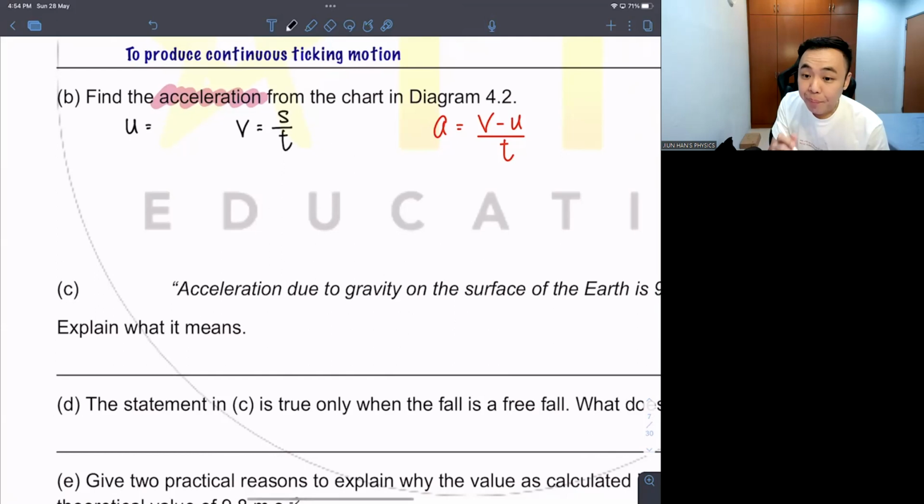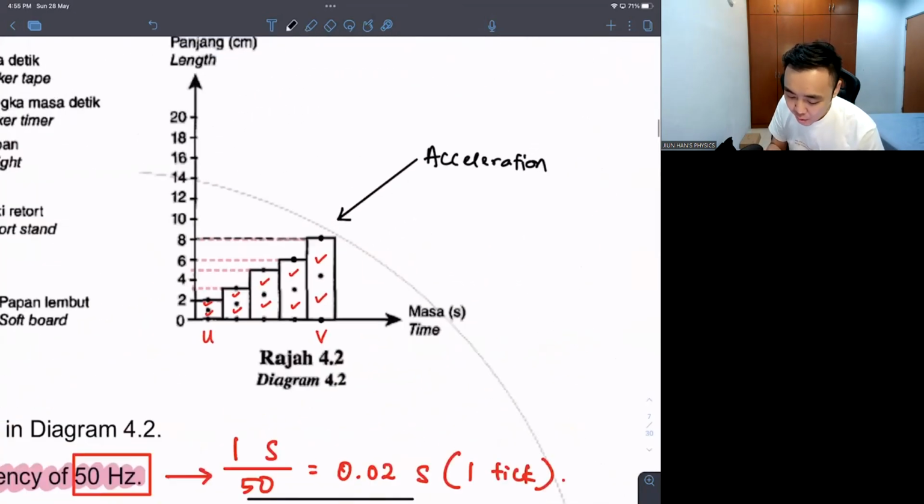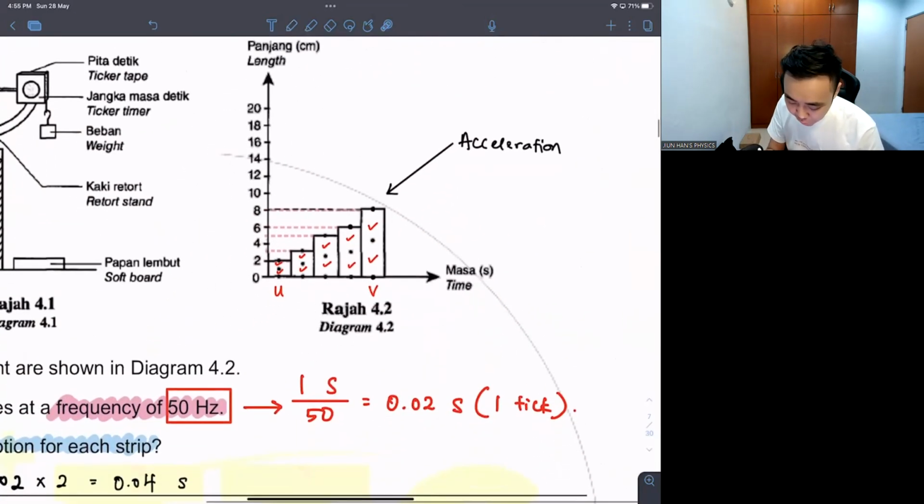S over T, good. What about U? Actually, U and V both also velocity, right or not? Regardless, final velocity or initial velocity, you just displacement over time. Now, some of you will say, hey, V and U is given, right or not? If you look at this, the first one we consider U, the last one we consider V, right?